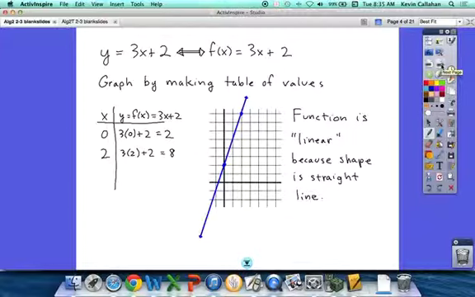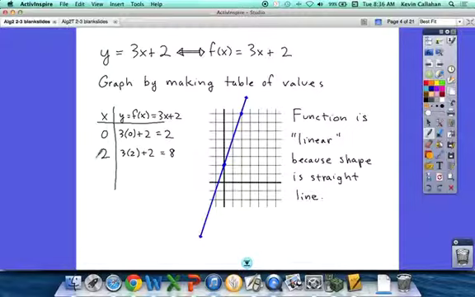So we learned in the last lesson that y equals 3x plus 2 could be written also like f of x equals 3x plus 2. It's called function notation. And you could just interchange the y and the f of x. They essentially mean the same thing to us. Right? We graphed that equation, that function, by making a table of values. Right? Here's our table of values.